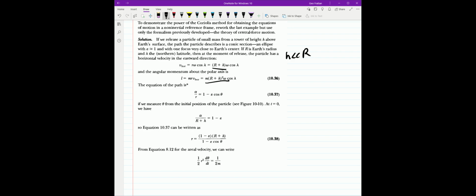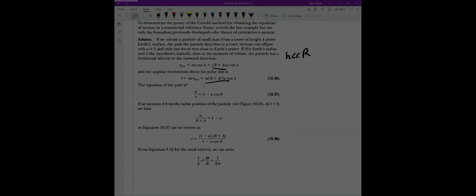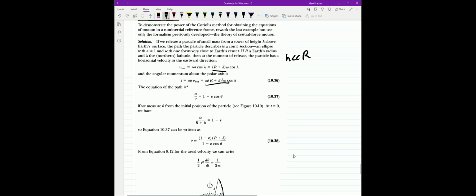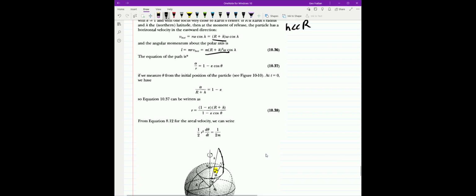So then if we measure theta from the initial position of the particle, let me show you what that looks like. Theta is this angle right here. And that's the path the particle takes. We see again it's deflected eastward. Then at time t equals 0, we have alpha over R plus h equals 1 minus epsilon, just by plugging in, since cosine of 0 is 1. Okay, and then plugging in r equals R plus h, so you can rewrite this equation right here to solve for alpha.